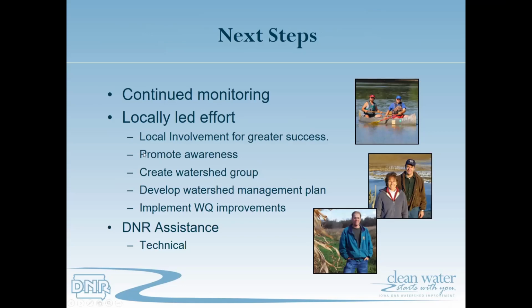Some things they can do: promote awareness, create a watershed group, and then use our document, this water quality improvement plan, to create a watershed management plan, with budgets and timelines for different BMPs, and then actually go out into the land and improve those things. And what we can do is possibly provide technical assistance with those plans, depending on resource availability.